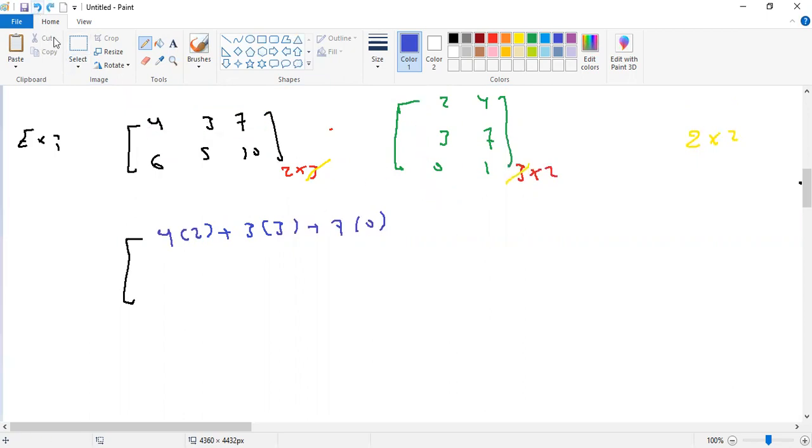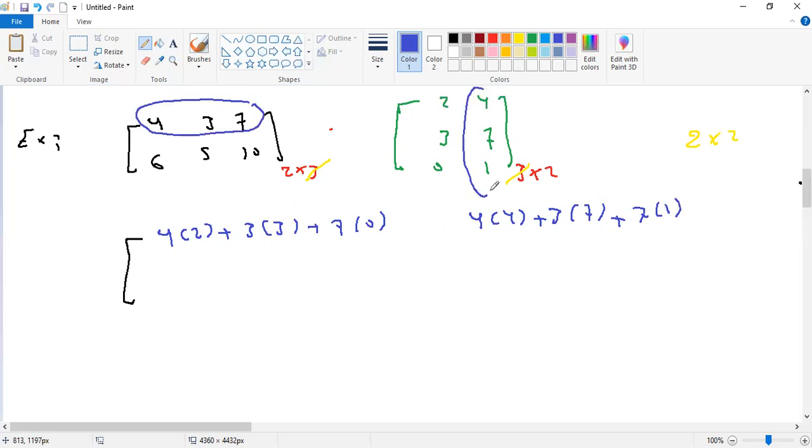Then, the first row by the second column: 4 by 4, plus 3 times 7, plus 7 times 1. Again, we multiply the first row by the second column. See, 4 by 4, plus 3 times 7, plus 7 times 1. This is the way of multiplication.